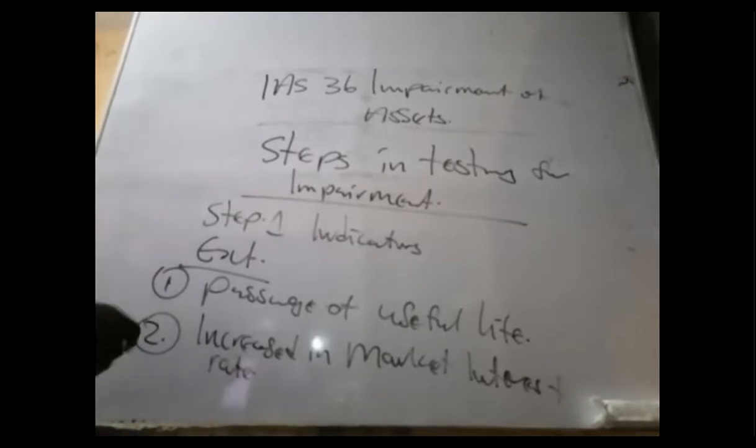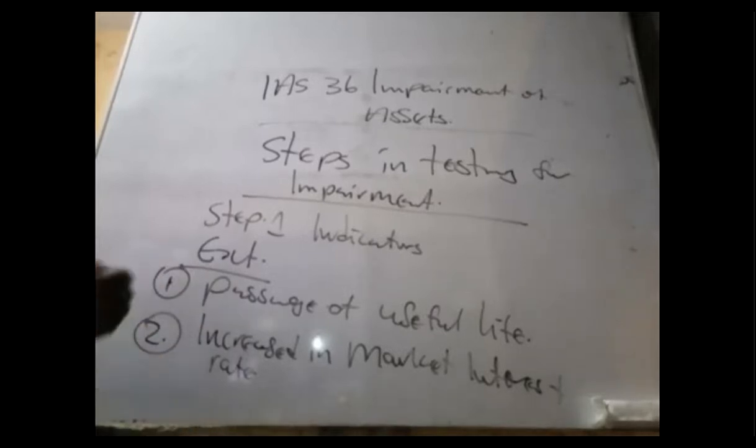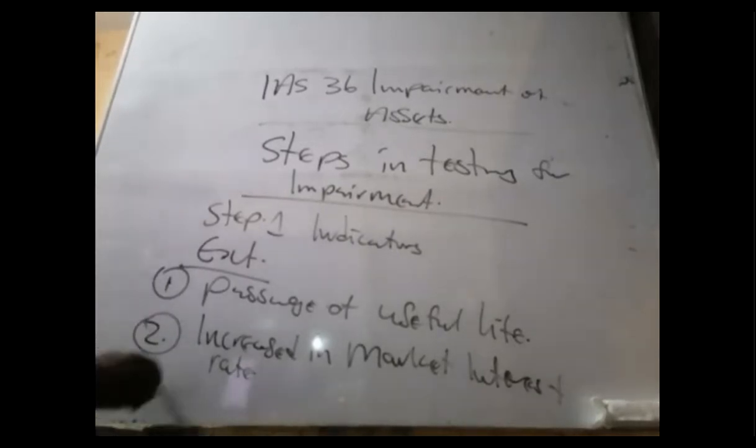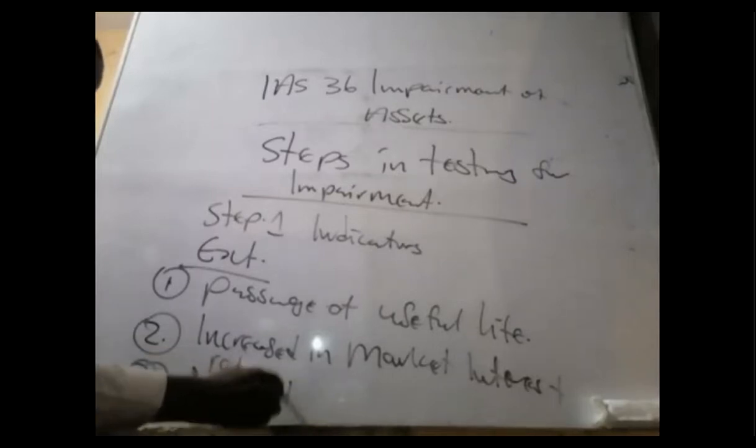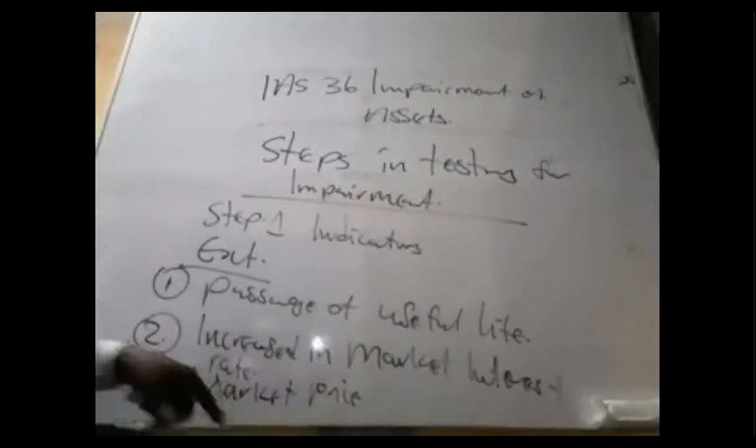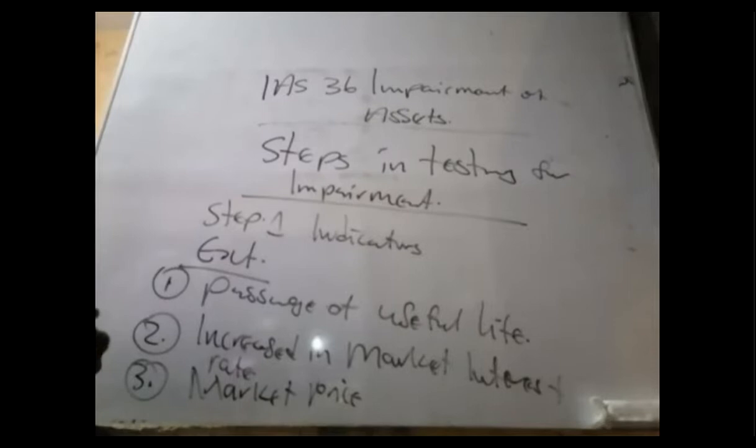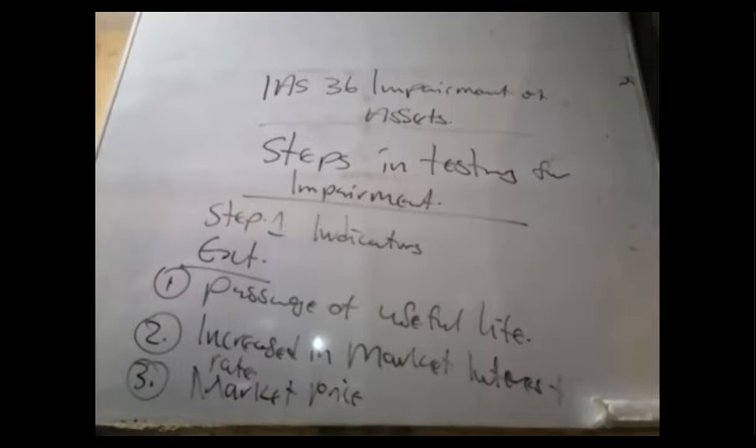Good. And then number three, a decrease in the market price of the asset. The market price of the asset probably declined significantly over the period. It will definitely affect the yield of the asset. For instance, look at the oil markets. When COVID started, the price of crude oil dropped significantly, so all assets within that area had a huge impairment. That is an external indicator.